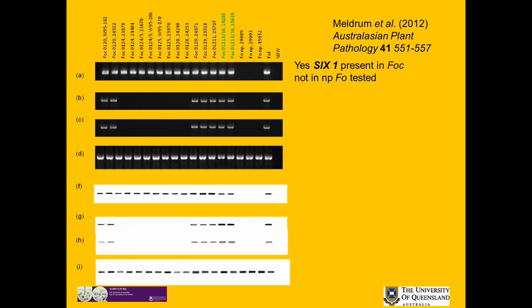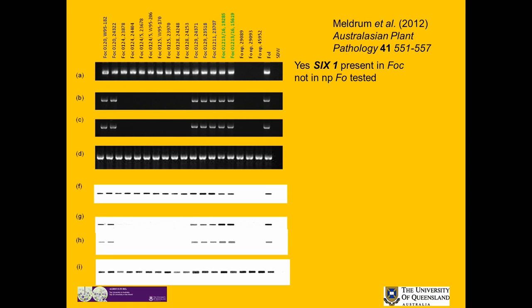But 6.1 was found to be present in all the FOCs, but interestingly enough, it wasn't in, although we're only looking at 3 of them, 3 of the non-pathogenic Fusarium oxysporums that we had obtained from a banana field. So these were Fusarium oxysporums that are present but without causing disease. So it was interesting to know that they didn't have these pathogenicity genes.